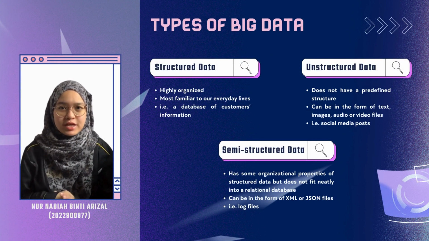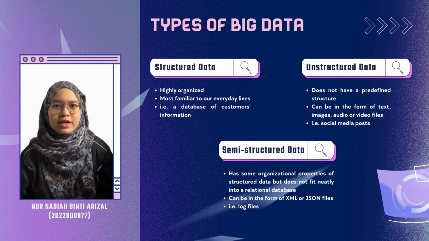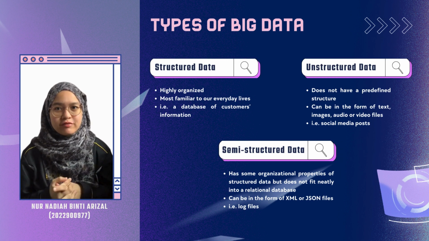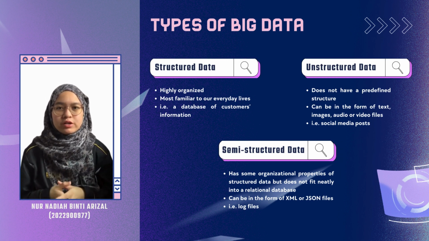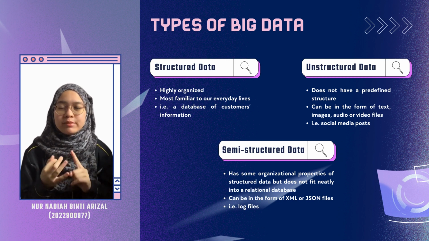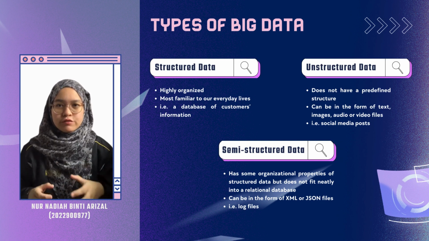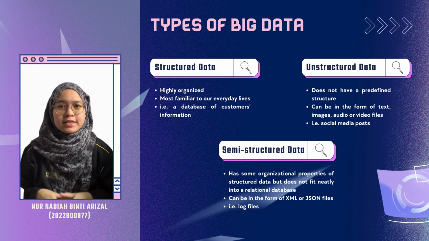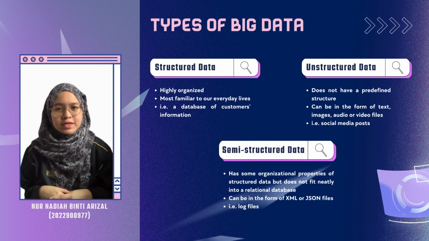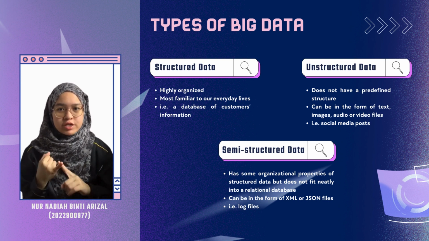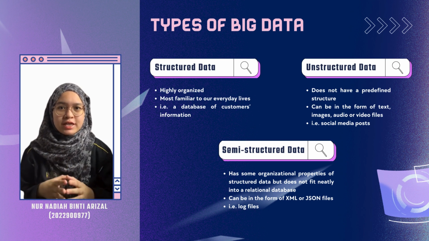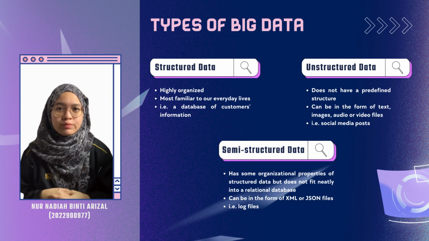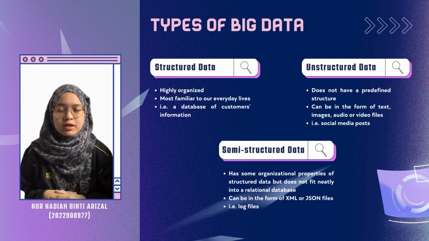As the internet age continues to grow, we generate an incomprehensible amount of data every second. This data can be classified according to the following types, which are structured, unstructured, and semi-structured data. So firstly, structured data is a highly organized type of data and has certain predefined organizational properties. It is presented in a structured or tabular schema, making it easier to analyze and sort. A database of customers' information would be one example of structured data.